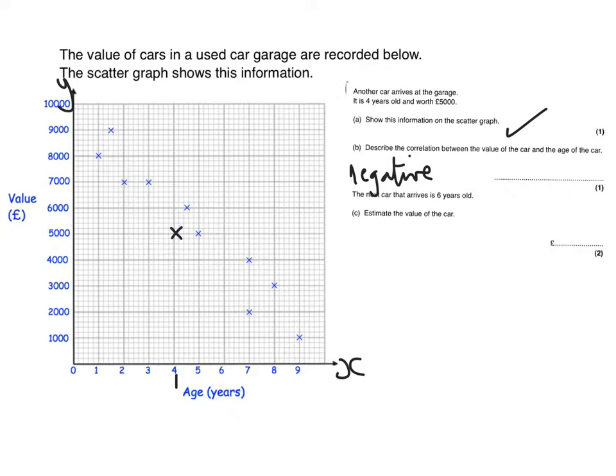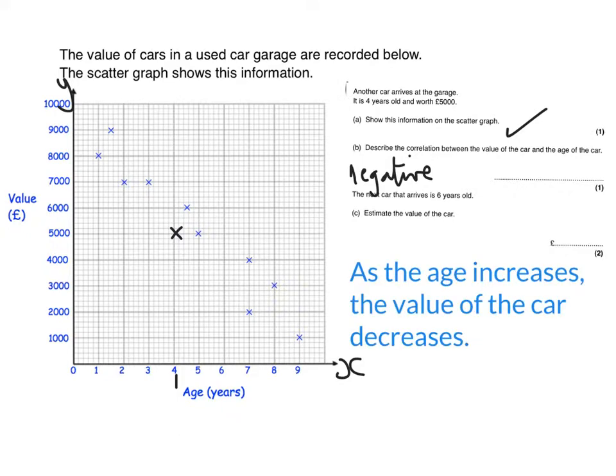What it wants me to say is, as I go along here, as the age gets older, what happens to the value of the car? As the age increases, the value here is going down, the value of the car decreases. And that's what I would write. As the age increases, the value of the car decreases. And I've written it underneath so you can actually read it. So that is part B. As the age increases, the value of the car decreases.